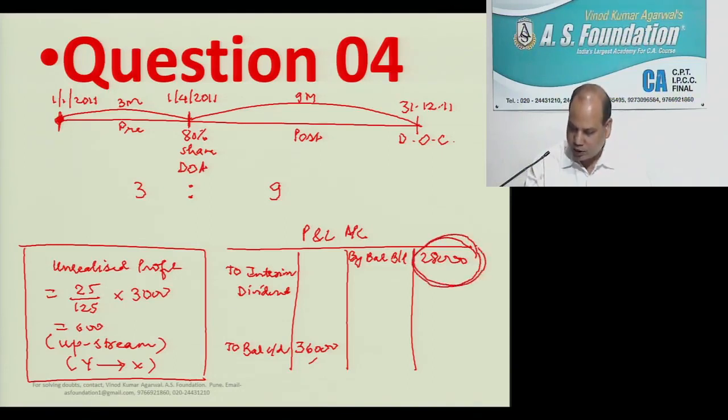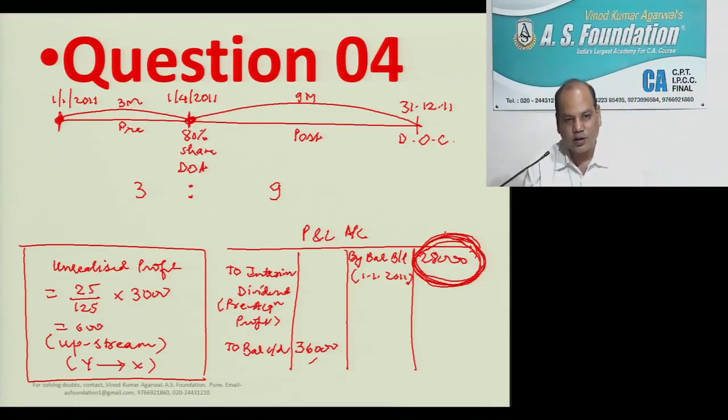Source of dividend is this profit. This is the profit at the beginning of the year. This profit already exists on 1st January 2011 and the shares were acquired on 1st April. Dividend was paid out of this 28,000. So the source of the dividend is pre-acquisition profit. Am I right? It was paid out of 28,000 which was earned in last year. How much was the dividend paid?